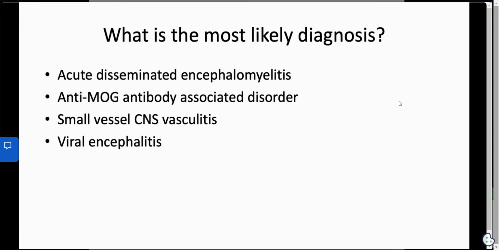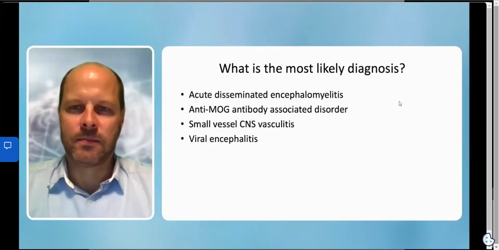So what do you think is the most likely diagnosis here? Is it acute disseminated encephalomyelitis? Is it anti-MOG antibody-associated disorder? Is it small vessel CNS vasculitis or viral encephalitis? You can think about which diagnosis you might make.